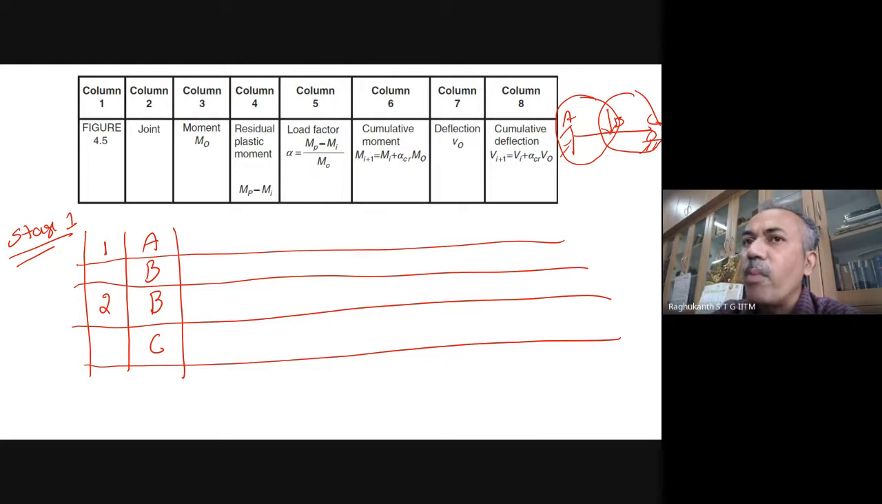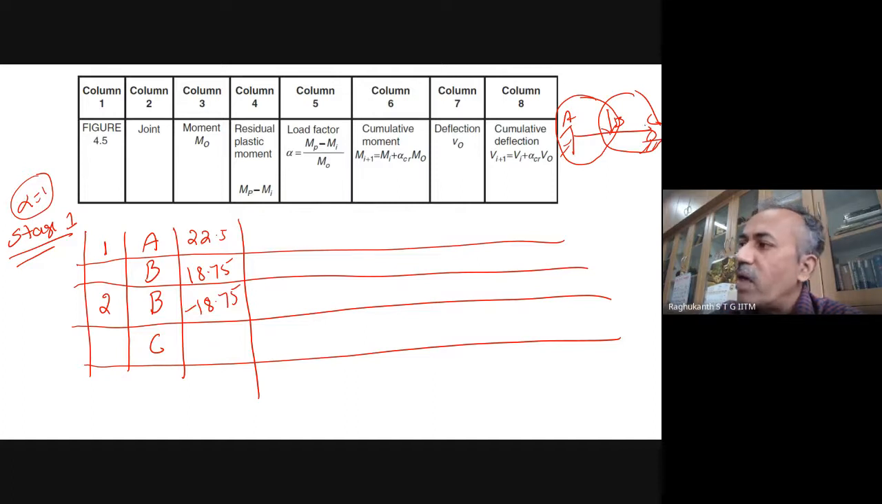Now the bending moments. Initially, due to the 10 kilonewton load, assuming alpha as 1, the moment was 22.5 at A. At B, it was 18.75, and the same thing only; to be in equilibrium, we write negative. But at C, it is simply supported, so it is 0. So these are the original bending moments. Now the residual plastic moments: when i is equal to 1, these m1s are taken as 0, since this is iterative. So the residual plastic moments are Mp, 27 minus 0, 27 minus 0.